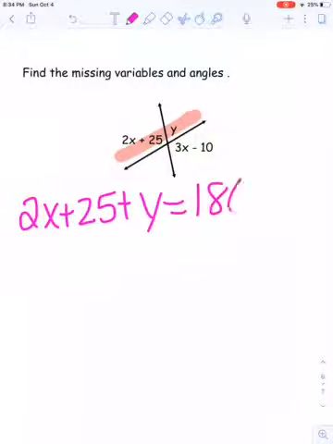Now, what I notice here is I have two variables. I have 2x and I have y. So because I have two variables, that means I can't actually solve this. So I'm going to have to write down something else that I see.